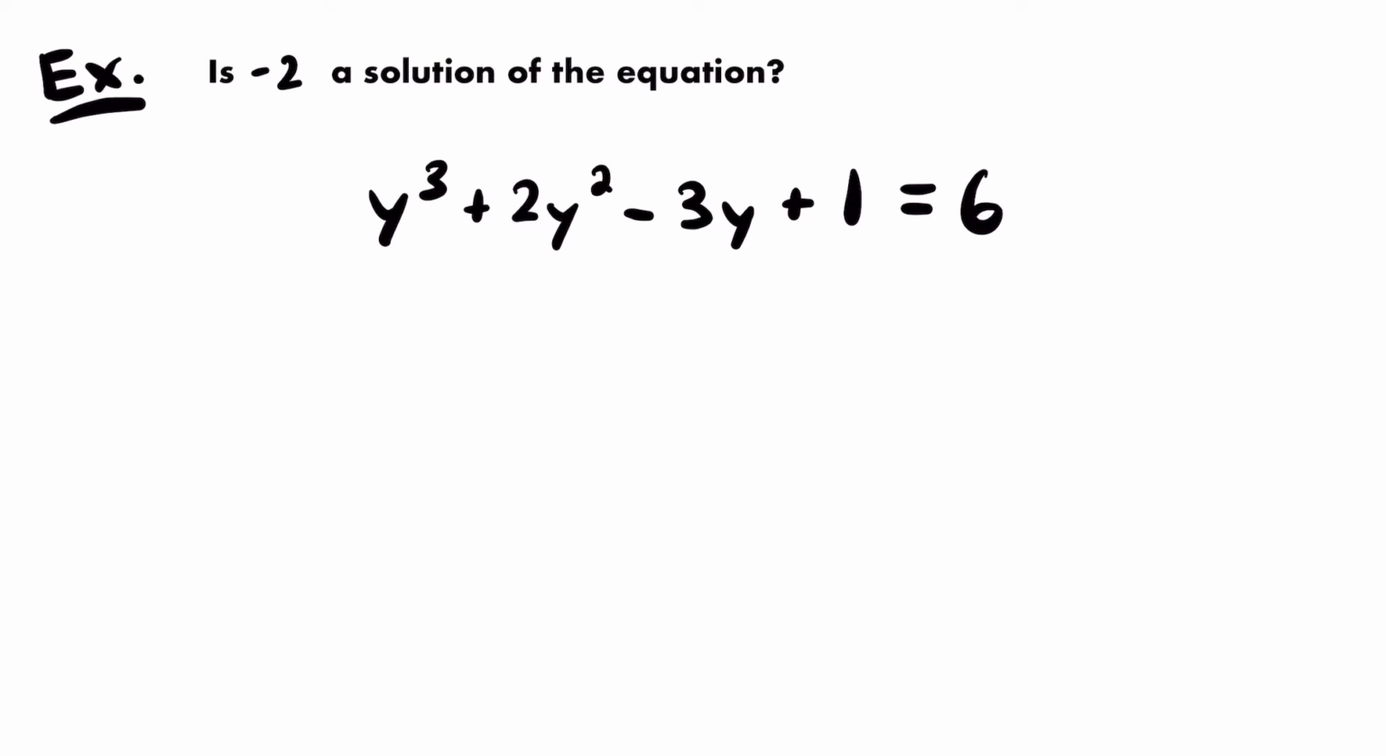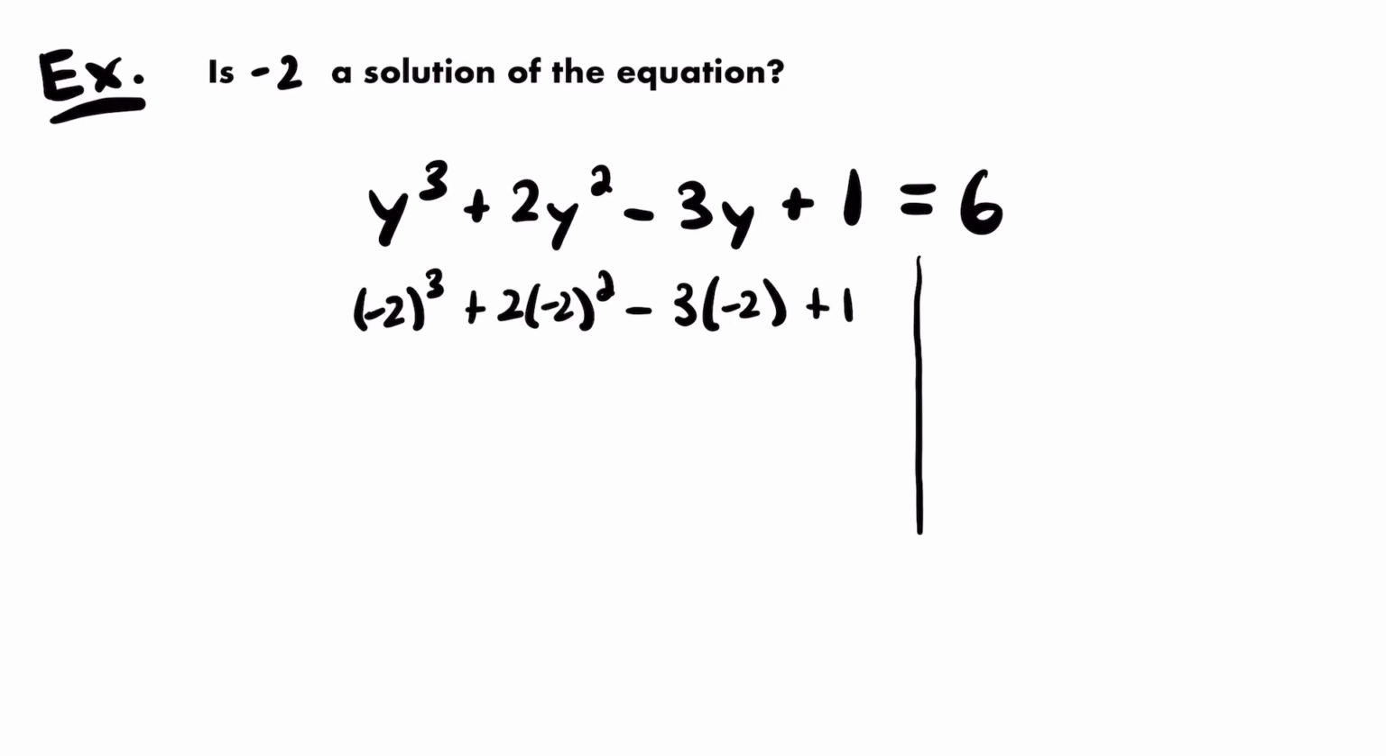And just to keep everything organized, I am going to draw a divider below the equal sign. But now let's plug in -2 for each of these y's and simplify. We'll have -2 cubed, or to the power of 3, and then plus 2 times -2 squared. Then you want to subtract 3 times -2 plus 1. And on the other side, we still have 6.